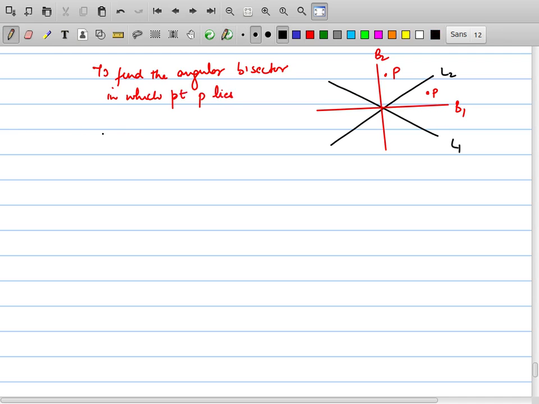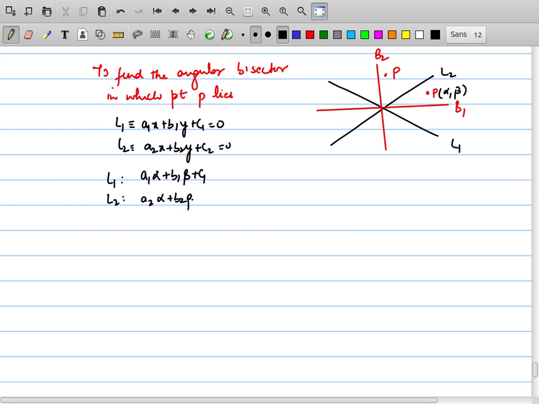Now the steps for this is, you will have two equations, L1: a1x plus b1y plus c1 is 0, and L2 would be a2x plus b2y plus c2 is 0. Bring all the terms in both the equations to one side and substitute the coordinates of P. That is L1P. L1P means you have substituted the coordinates of P in the equation. Let the coordinates be alpha, beta. So we have substituted the coordinates of P in L1: a1 alpha plus b1 beta plus c1, and L2 is a2 alpha plus b2 beta plus c2. Now we'll multiply these two values, a1 alpha plus b1 beta plus c1 into a2 alpha plus b2 beta plus c2. We are only concerned with its sign.